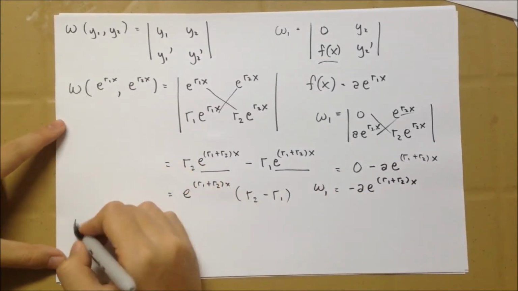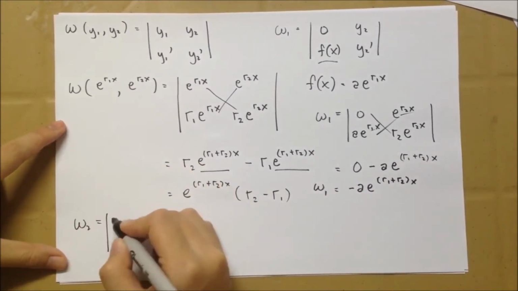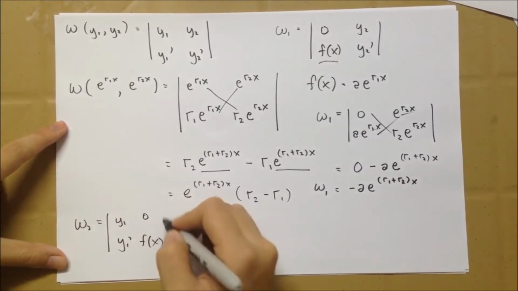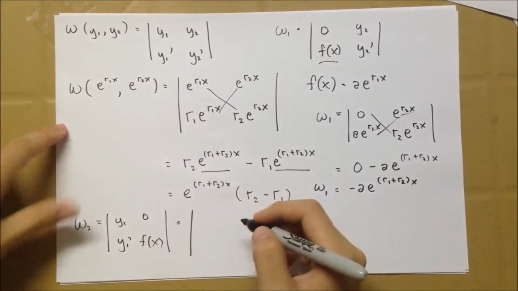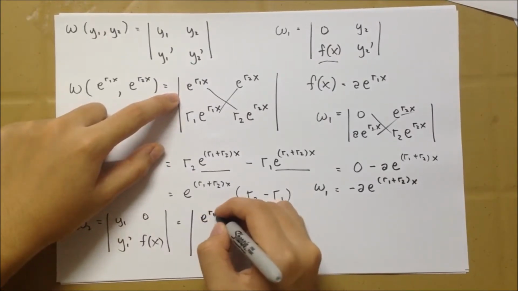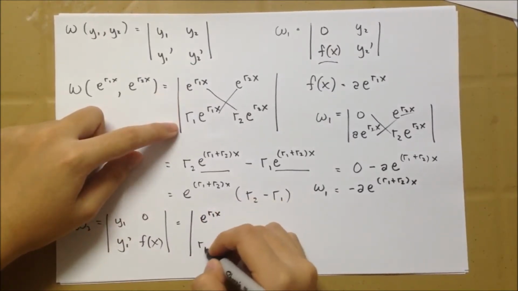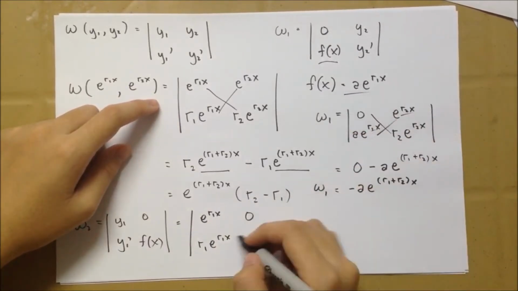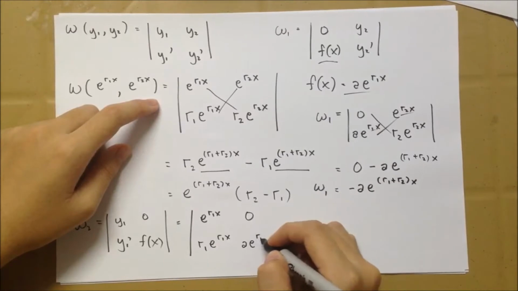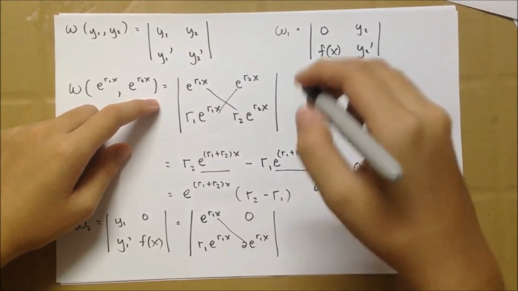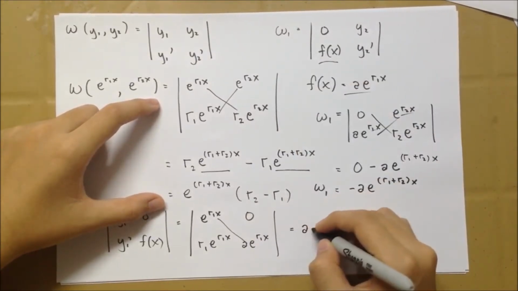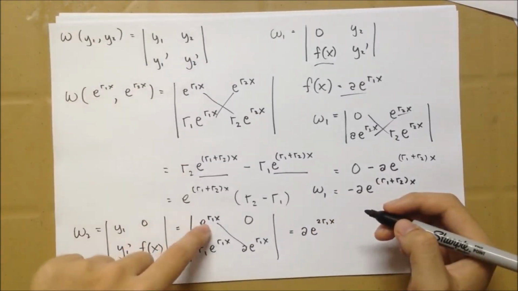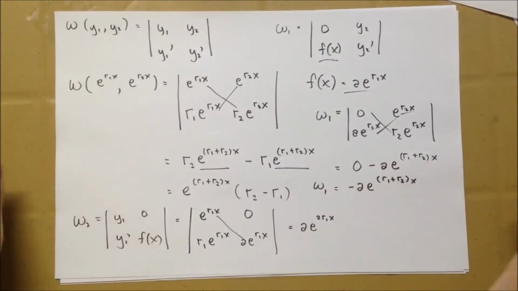Now my W2 takes the form y1, y1 prime, 0, function of x. Our y1 is just e to the r1x, where y1 prime is r1 e to the r1x, and 0 or function of x is a e to the r1x. So this is a e to the r1x. I'm just adding r1 plus r1. This is 0, so plus 0.